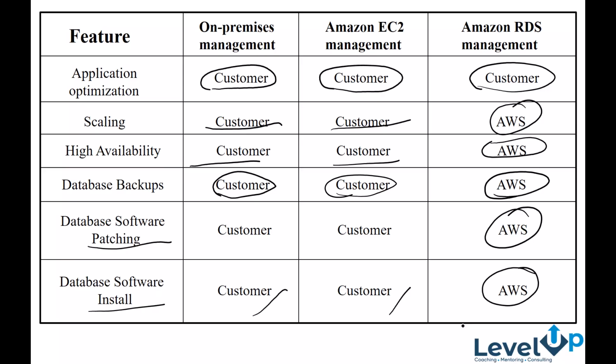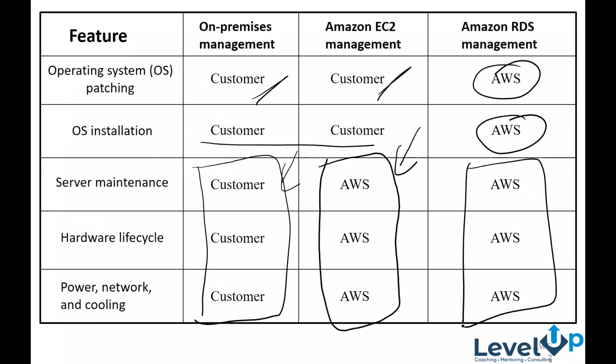So if you look at this, if you're taking the database service RDS from AWS, all you need to do is optimize your application. The rest of the things are taken care of by AWS. It is so simple.